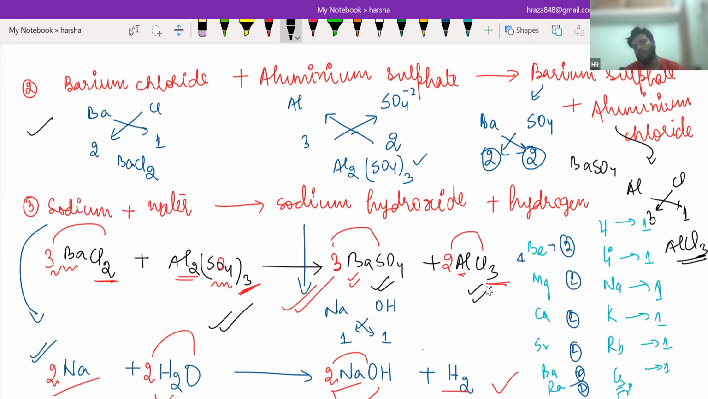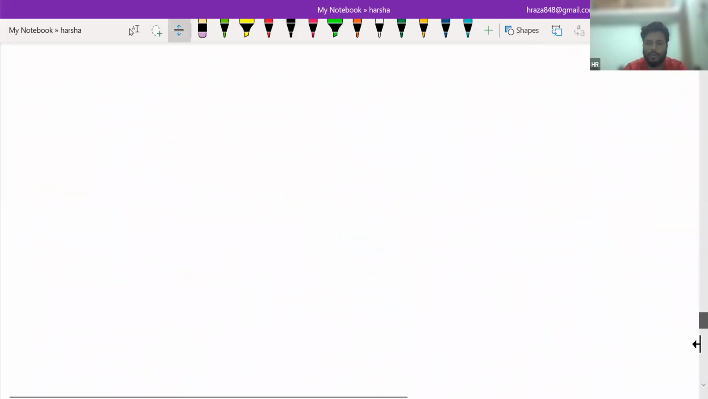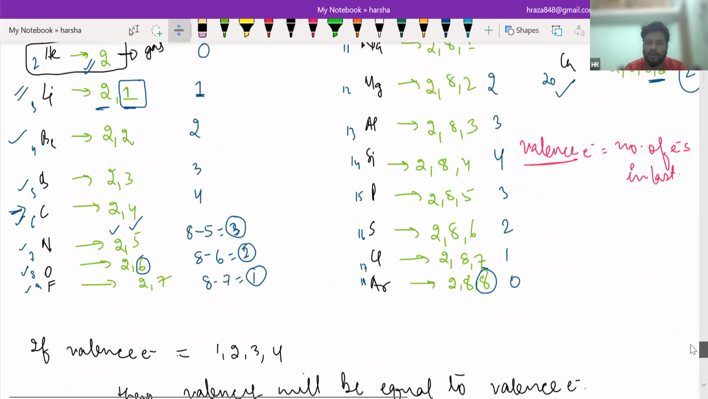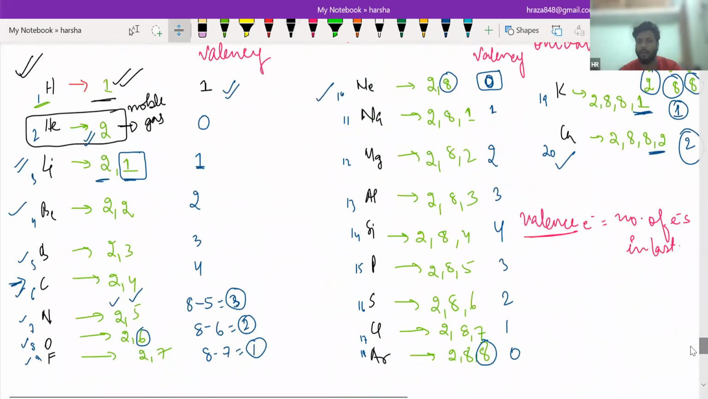So this is how we are going to write the chemical formula. First of all, you have to remember the atomic numbers with valency. You don't have to remember the valency itself. If you have remembered the atomic number, you can easily calculate it in mind. What is the number of valence electrons? What is the number of electrons that exist in the last shell?